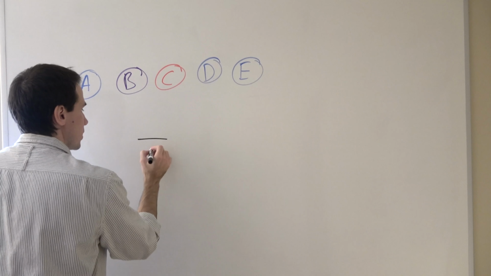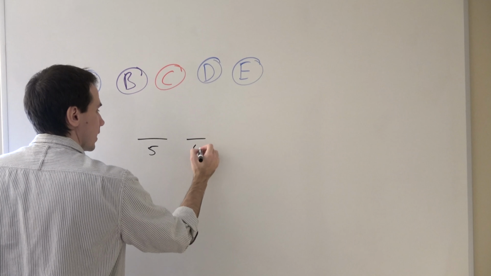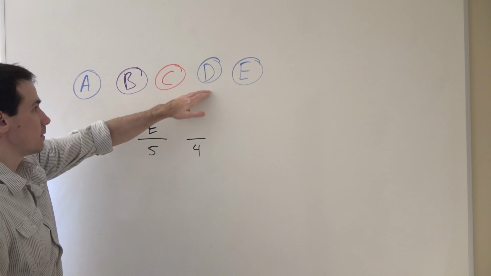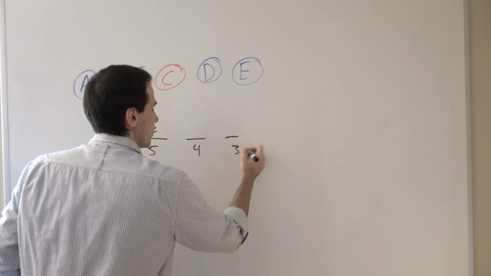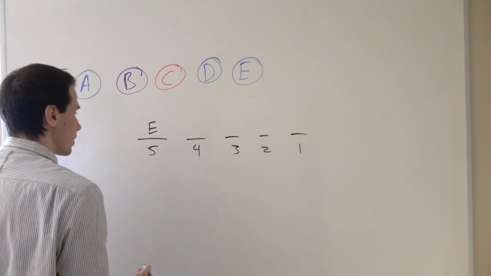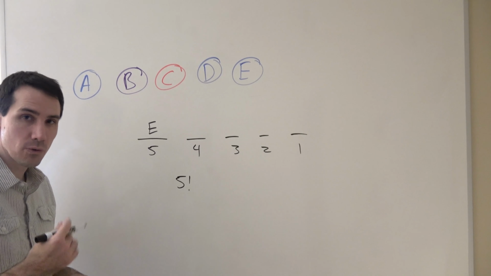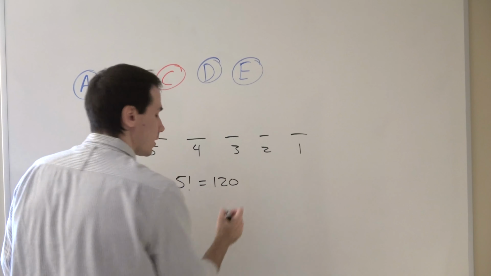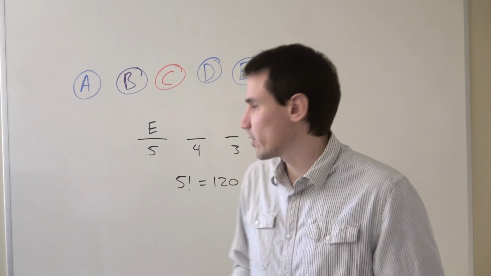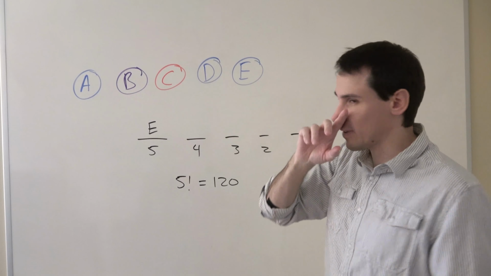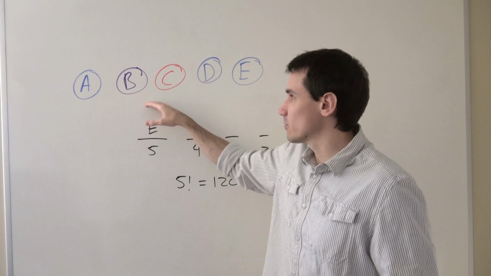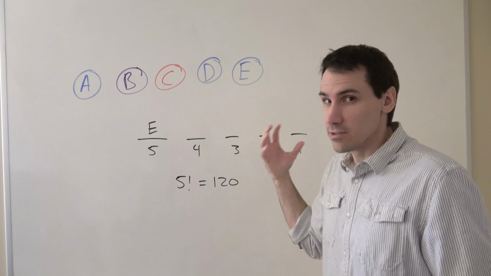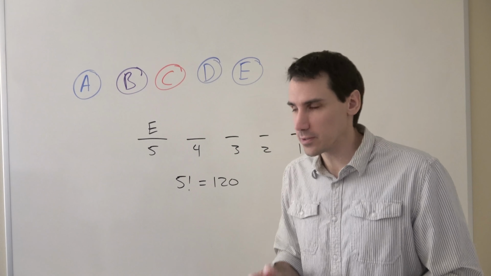Well, for the first option, I have 5 choices. For the second option, I have 4. So say I choose E for my first choice, then I can choose from A through D for my second, and then 3, and then 2, and then 1, which means that there is 5 factorial ways of doing this. And 5 factorial turns out to be 120. So there are 120 different ways of rearranging 5 particles versus only 6 ways of rearranging 3 particles. So the number of ways of rearranging particles increases very quickly as you add more and more particles.